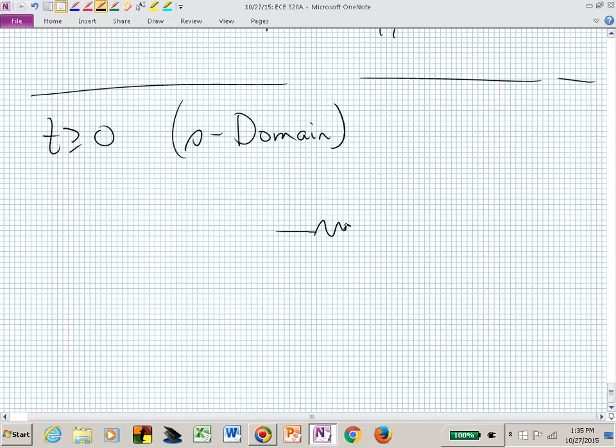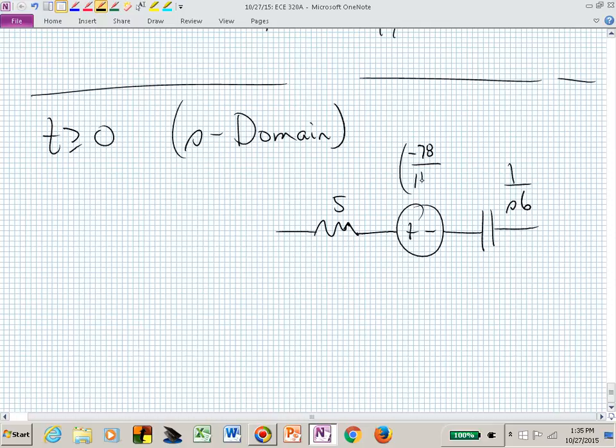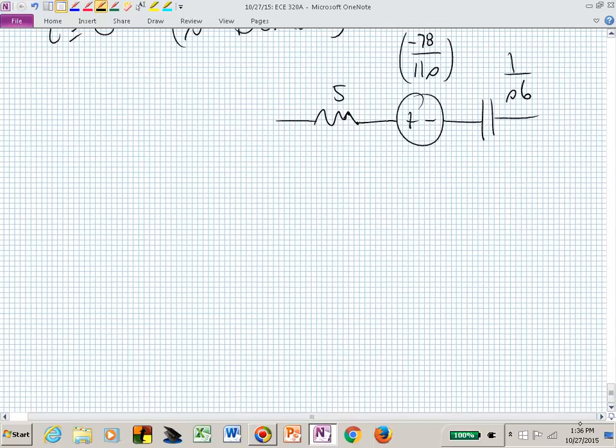Upstairs, we had a 5 ohm resistor. We had a capacitor that was 6 in numerical value, so we have 1 over SC, that's 1 over S6, and our source is plus minus, but we need to keep track of the sign. That was minus 78 over 11S, where that was V sub C of 0 minus over S. That's my very top branch in my S domain equivalent.